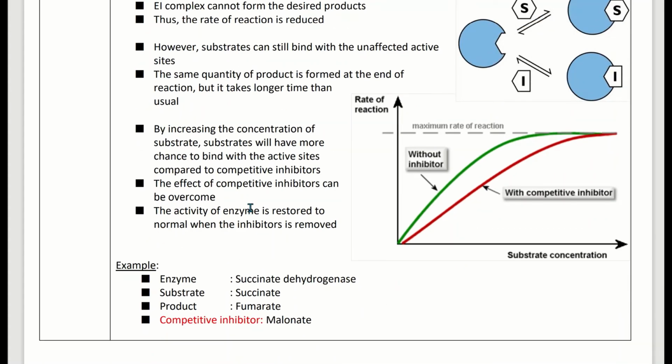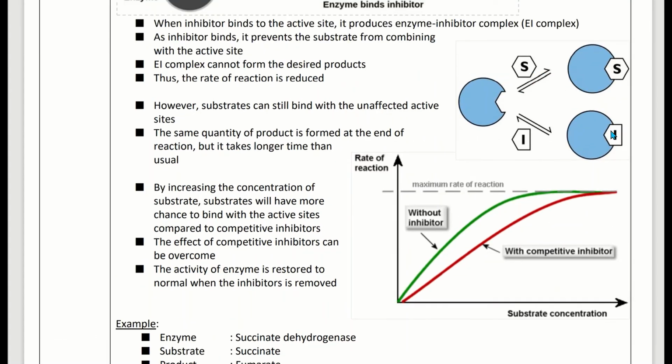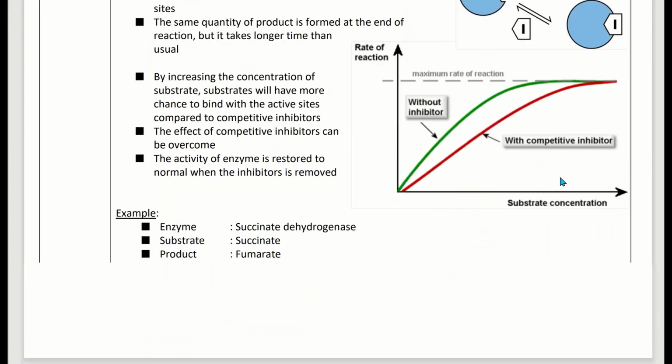Okay, so the activity of enzyme is restored to normal when the inhibitor is removed. Kalau you buang competitive inhibitor ni, dia akan enzyme macam ni lah gambar ni. When you remove the inhibitor, enzyme ni masih lagi boleh berfungsi sahaja, restored. The function is enzyme tu masih lagi berfungsi to bind to substrate and release product.